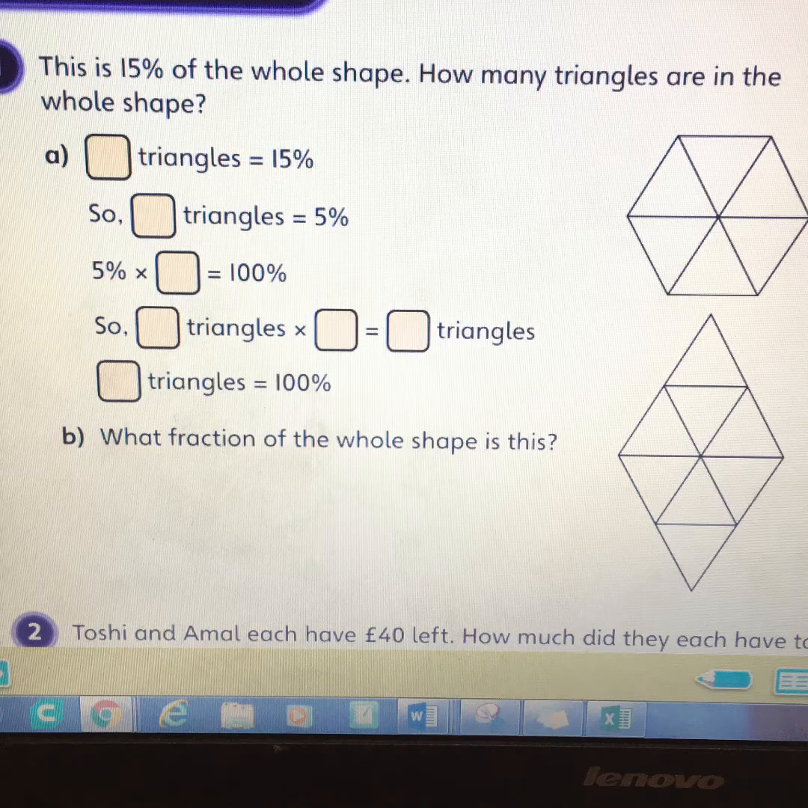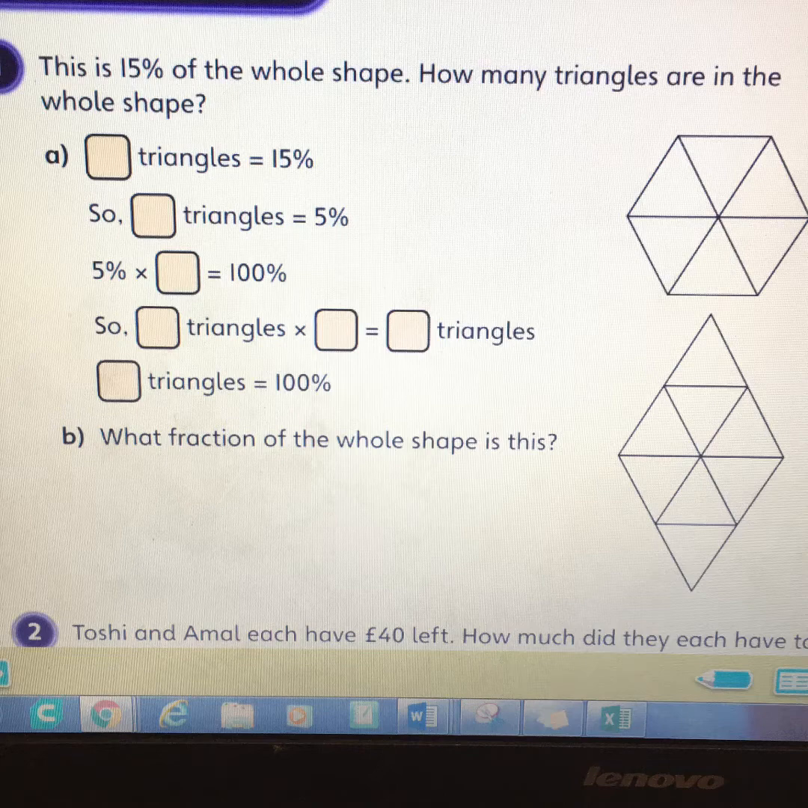Okay, now for our think together. So this is using the missing number bits that we did yesterday. So this shape here on the right is 15% of the whole shape. How many triangles are in the whole shape? Well, we can see here on the right hand side, 6 triangles therefore make up 15%.